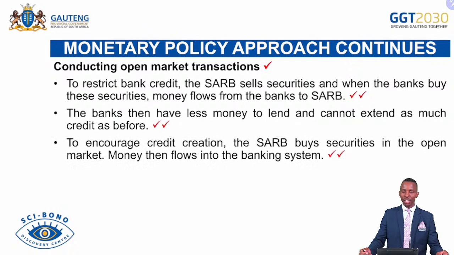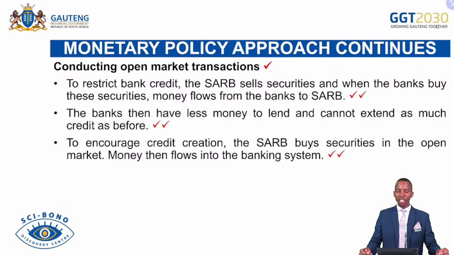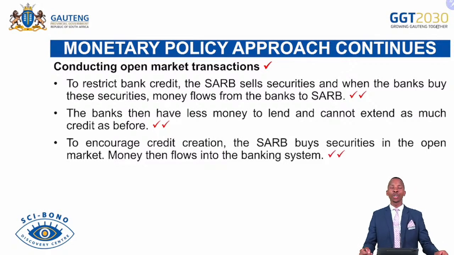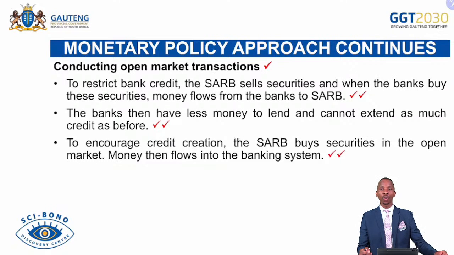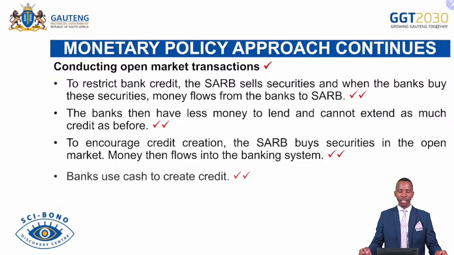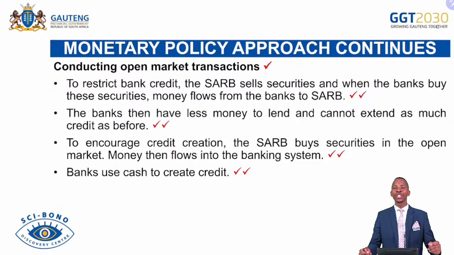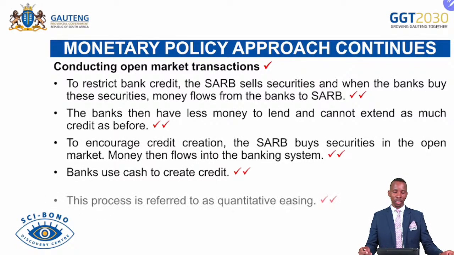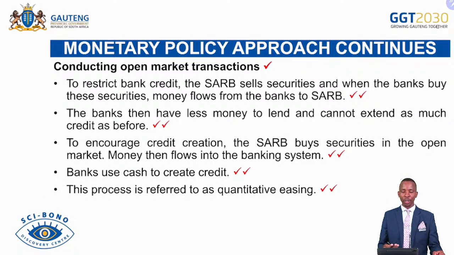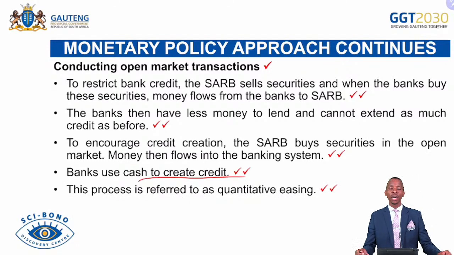To encourage credit creation, the South African Reserve Bank buys securities in the open market from commercial banks. That will lead to money supply flowing back into the economy. And if money flows back into the economy, banks will be creating more credit and giving money into the circulation. That will lead to more demand for goods and services. We all know that banks will always use cash to create credit. This process is referred to as quantitative easing.